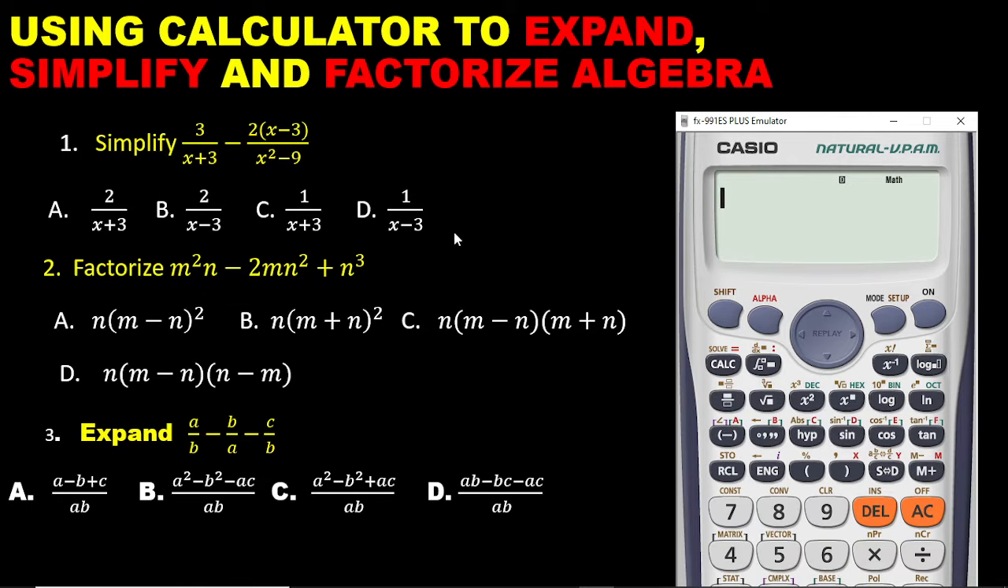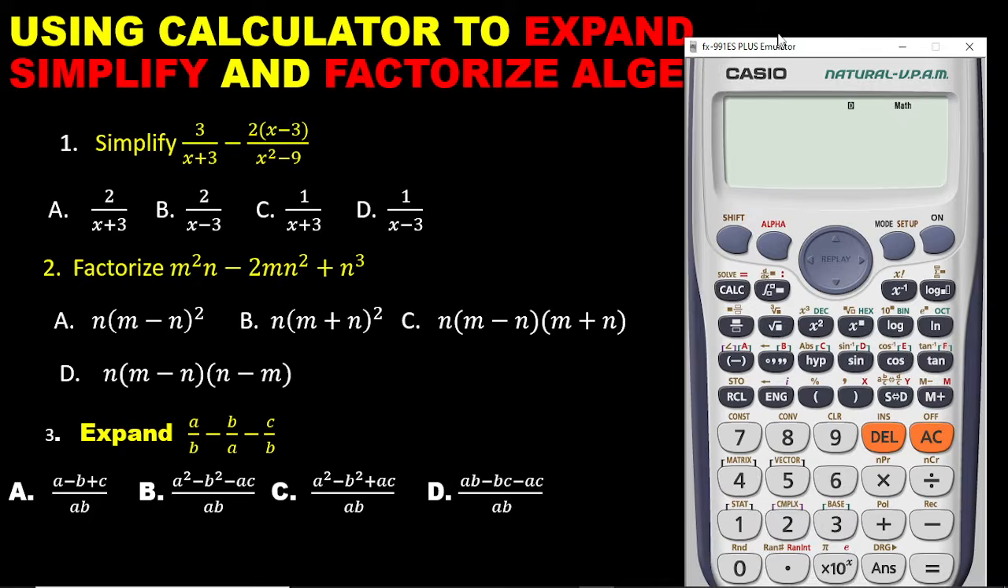You are so important, and we want to use the calculator to make mathematics easy for everyone, especially in examination. So how do we use the calculator, the Casio 991 ES Plus, to solve questions involving algebra? Questions like expand, simplify, and factorize. All these questions have the same approach when you are using the calculator. So if you are ready, now let's go.